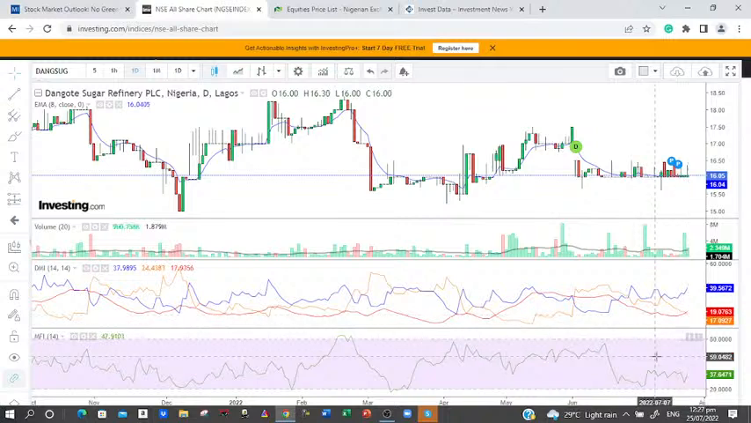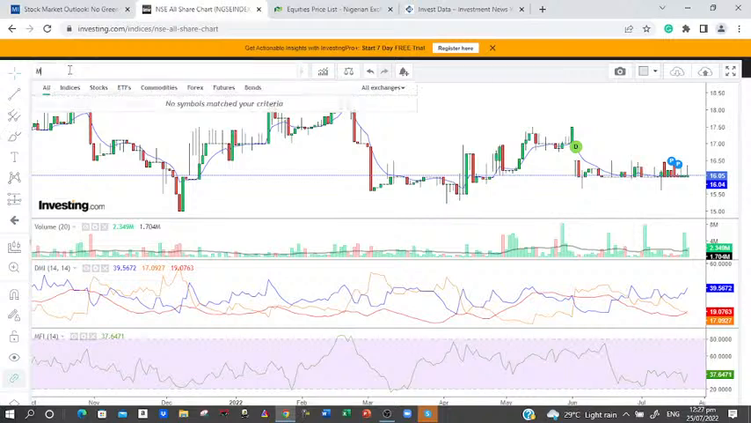But let's quickly look at the Mansard. Mansard seems to show improved volume in that stock. Is that attracting more participants?